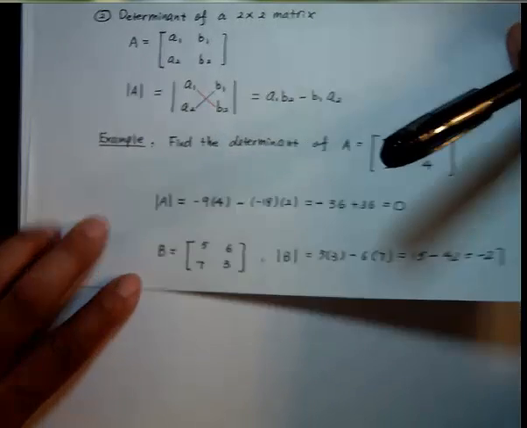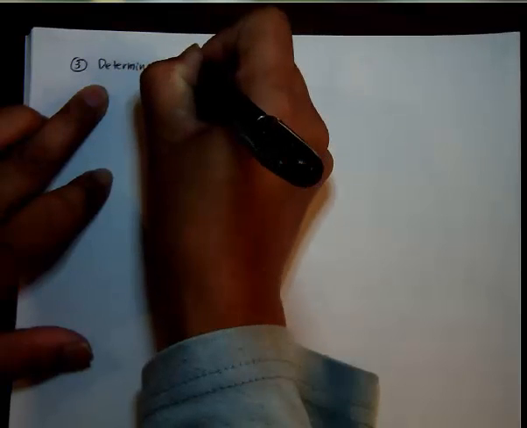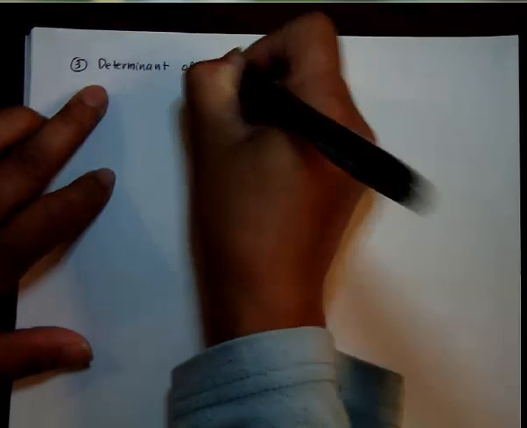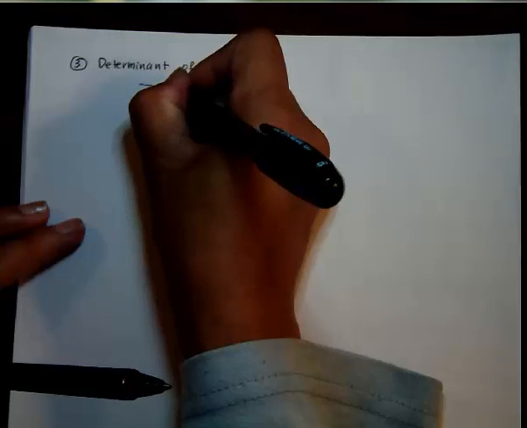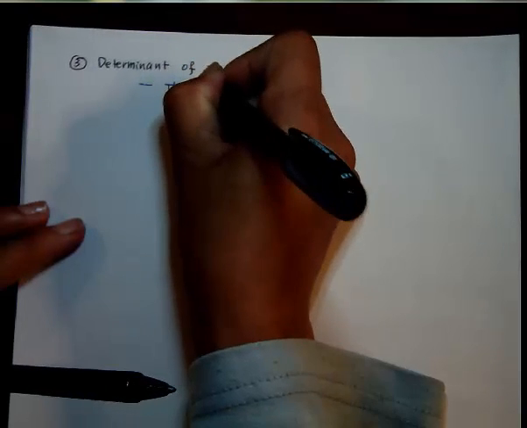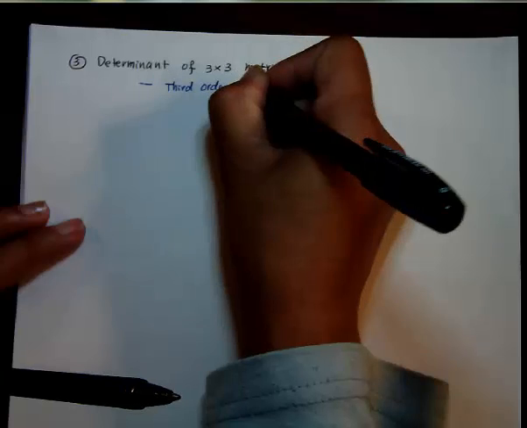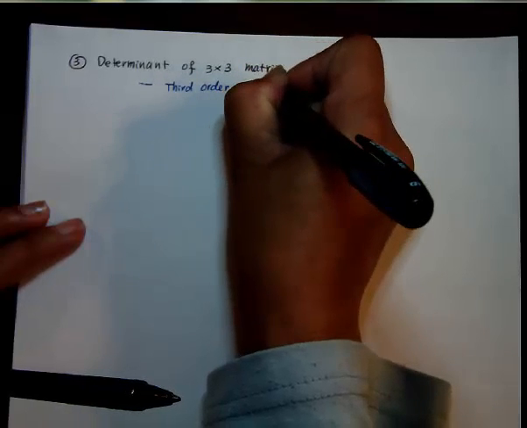Now let's take a look at the 3 by 3 matrix. Sometimes we call that a third order determinant of a 3 by 3 matrix. Sometimes we can call this a third order determinant.